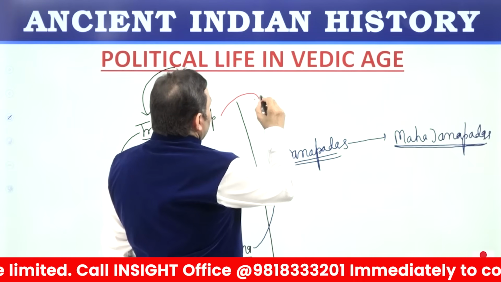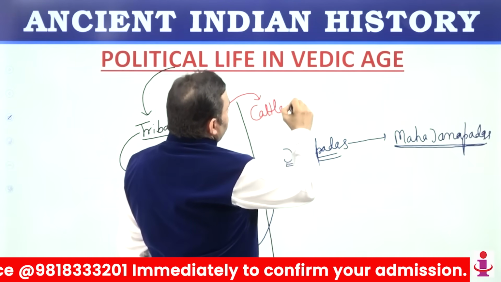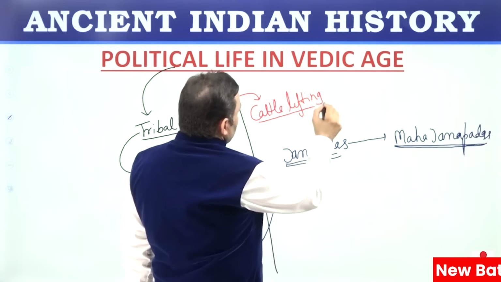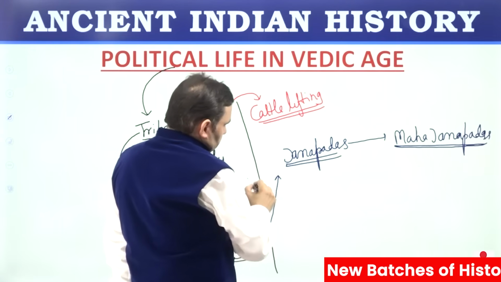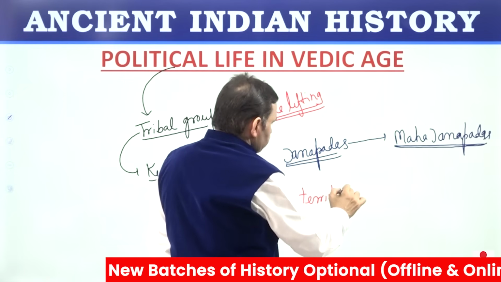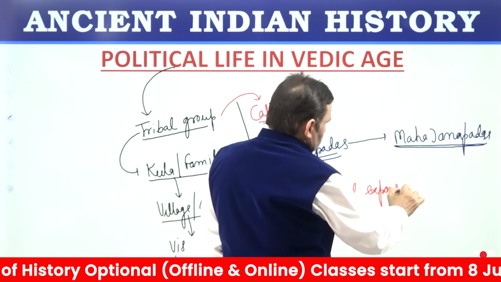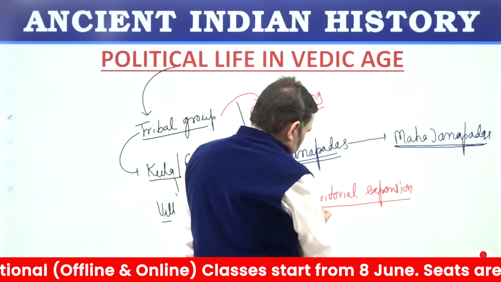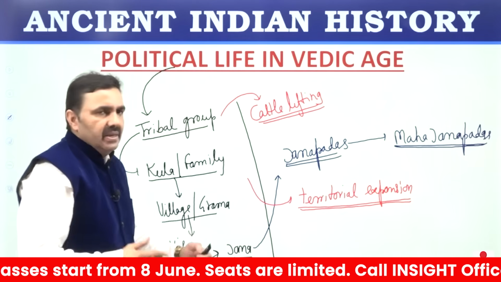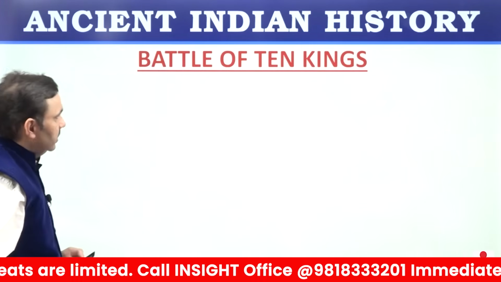During early Vedic age, the wars and battles were fought for cattle lifting. Cattle lifting means cattle theft. So cattle lifting was the most common cause of war during early Vedic age, but during later Vedic age, territorial expansion was the main reason for war. And since wars and battles were for territorial expansion, that is why Janas became bigger and they expanded into Janapadas. So this is how you need to understand the change.